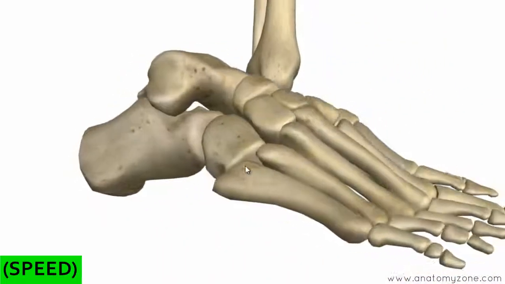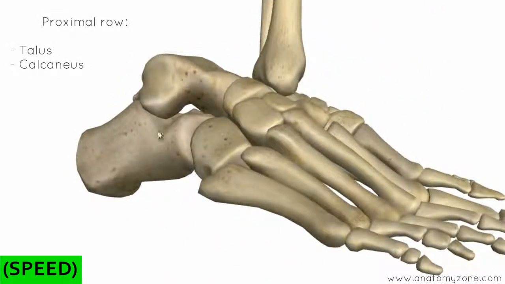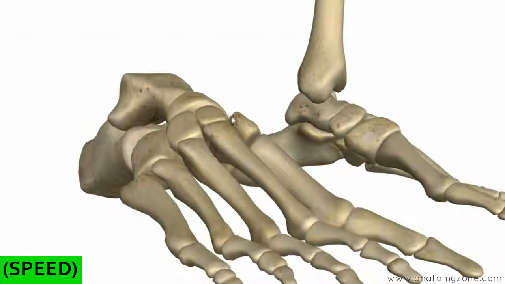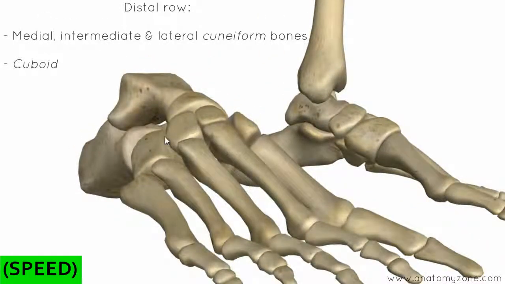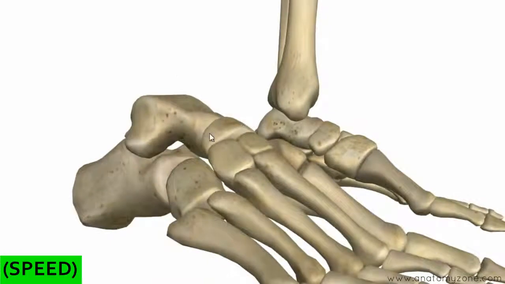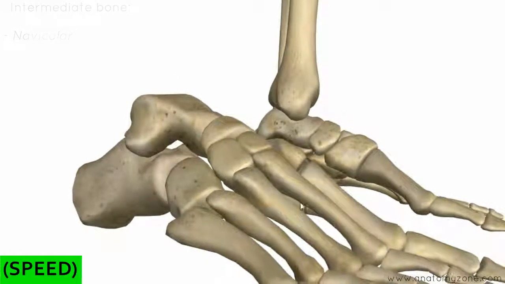So those are the 7 tarsal bones. So you've got a proximal row with the 2 large bones, the talus and the calcaneus, and you've got a distal row which contains the 3 cuneiform bones, and laterally you've got the cuboid bone, and then you've got an intermediate bone called the navicular, which sits in between the proximal and the distal row of tarsals.